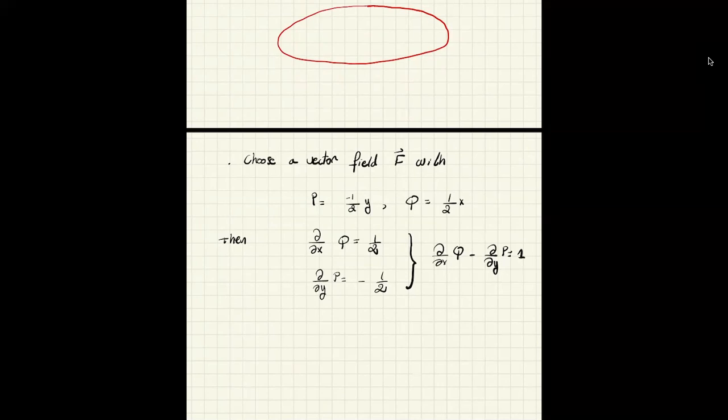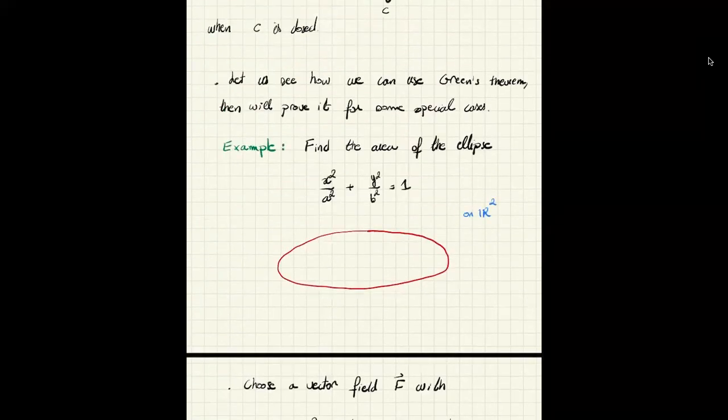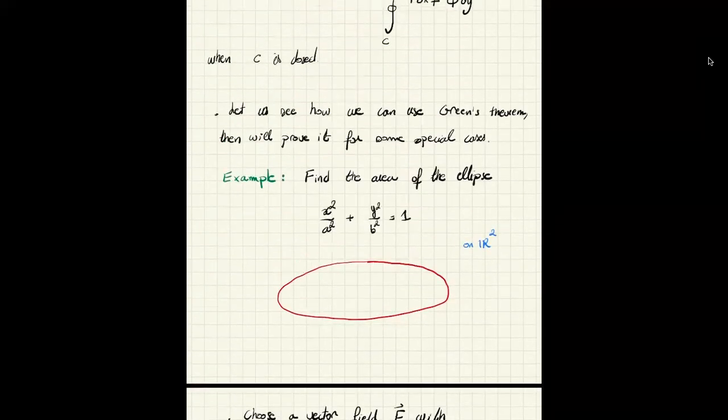Would you scroll up a bit? Yeah, to the question. So this is the question: find the area of the ellipse x squared over a squared, where a and b are in R star, so a and b are not equal to 0.